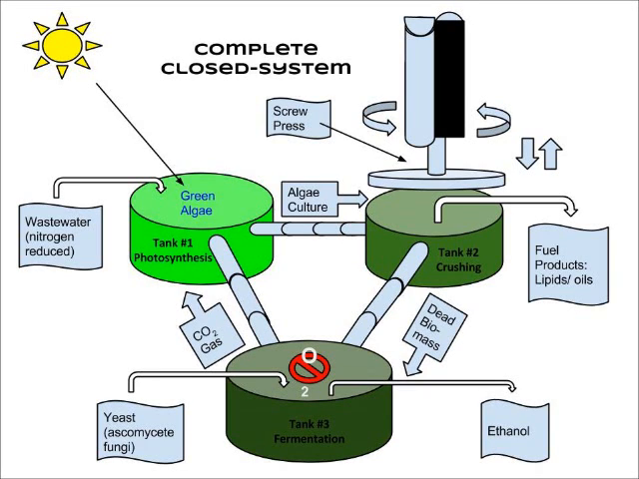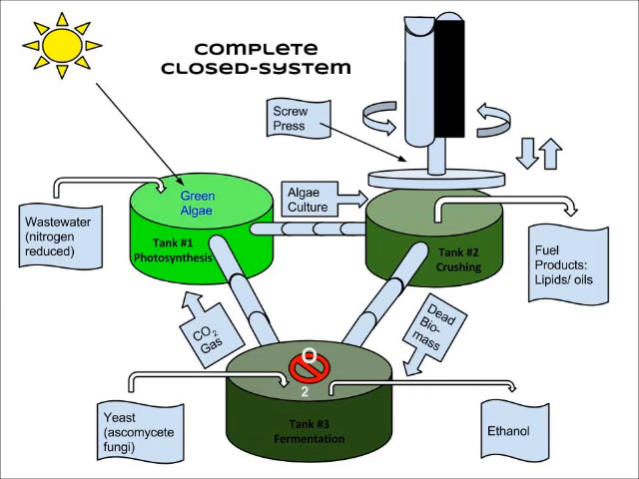And here we have a general diagram of my complete biofuel system. It involves the use of green algae and fungi yeast to produce two main biofuels, oils and bioethanol. As you see in tank 1, there is wastewater along with green algae and some sunlight. The main process here is photosynthesis.